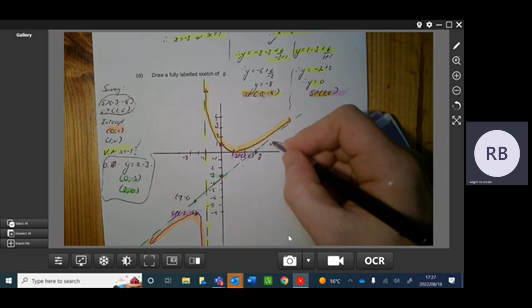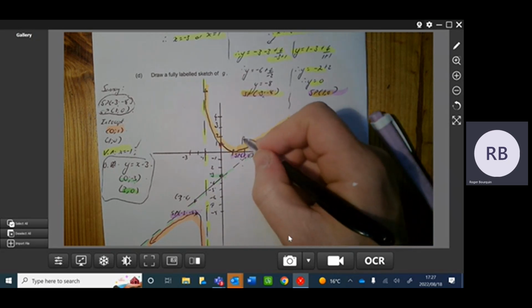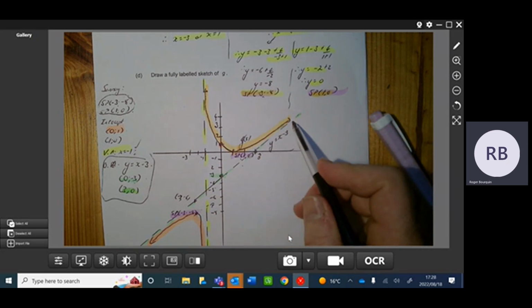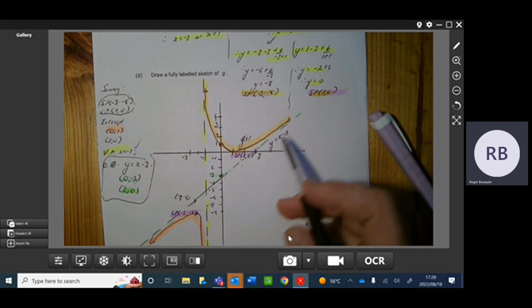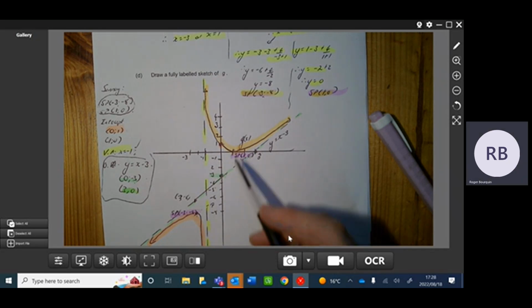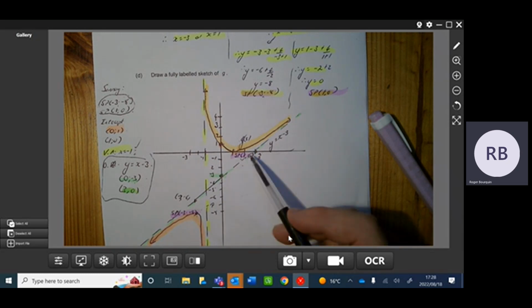So remember, a graph can never, ever cut a vertical asymptote. So it tends towards the vertical asymptote. It must go through that point 1, must turn at the stationary point, and then it's going to head off. As x tends to infinity, y values tend to the line. We should label this y is equal to x minus 3. This was the graph of g of x. So as x tends to infinity, y tends to the line x minus 3.